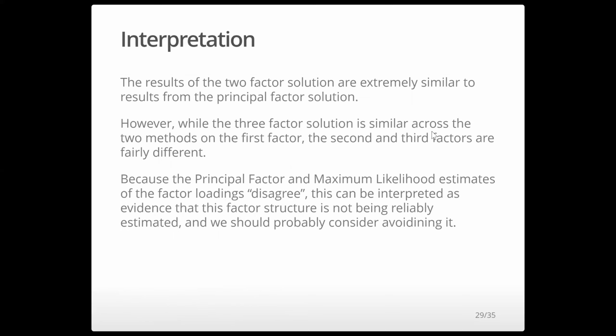When the principal factor and maximum likelihood solutions disagree like this, it can be interpreted as evidence that this factor structure isn't being reliably estimated very well. We should probably avoid it. So this is one way of determining that a factor solution probably is not one that you want to go after for your data.